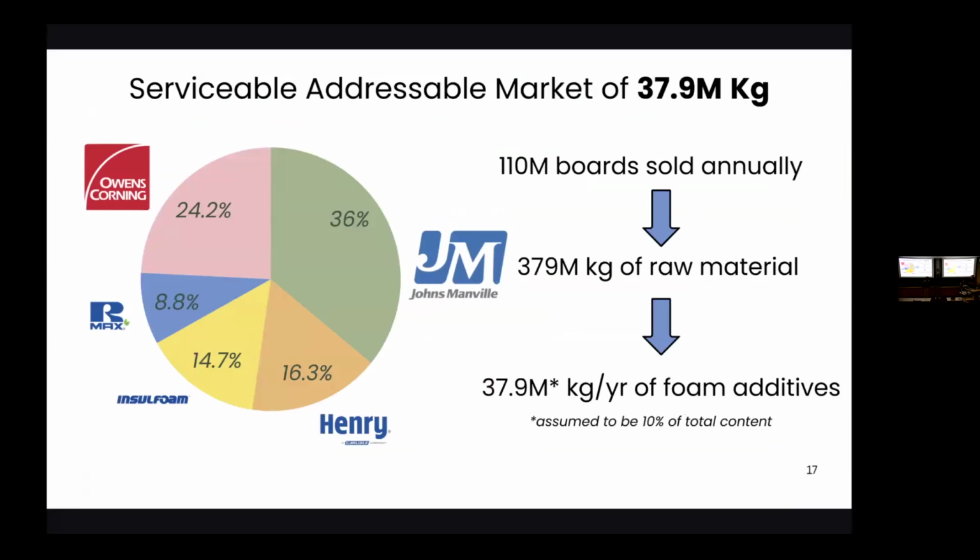Here's the next question that we want to answer. Is the market large enough for this opportunity to matter, right? So we look into the total rigid foam board market, which is 110 million boards sold annually. And then we translate that to roughly about 379 million kilograms of raw material. This gives us SAM, serviceable addressable market, of approximately 37.9 kilograms per year.